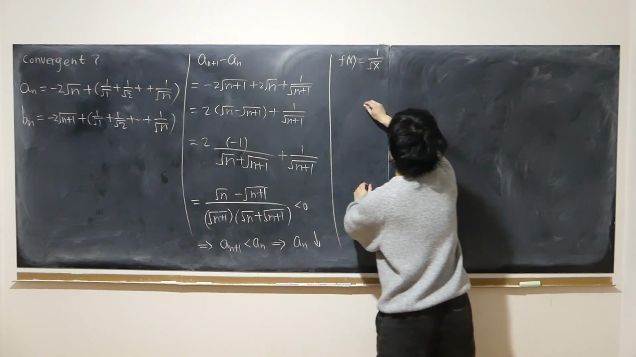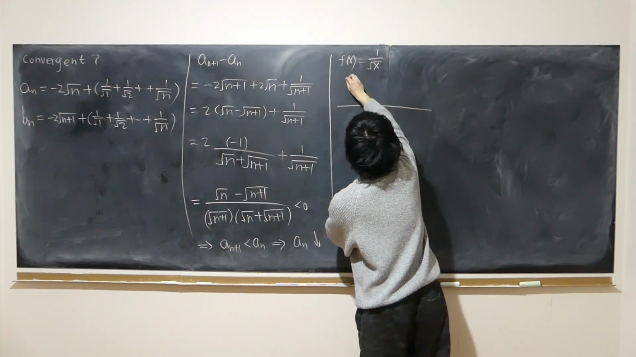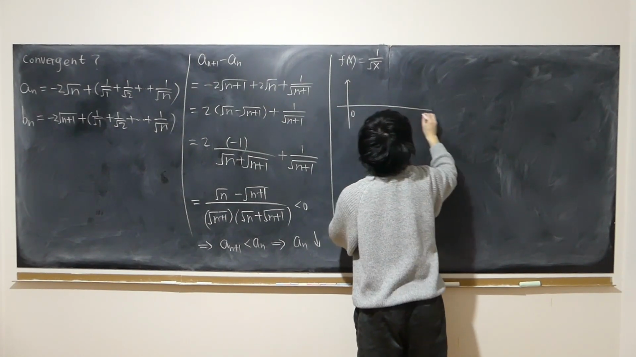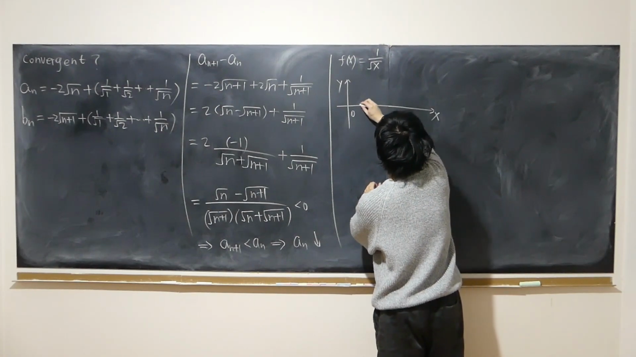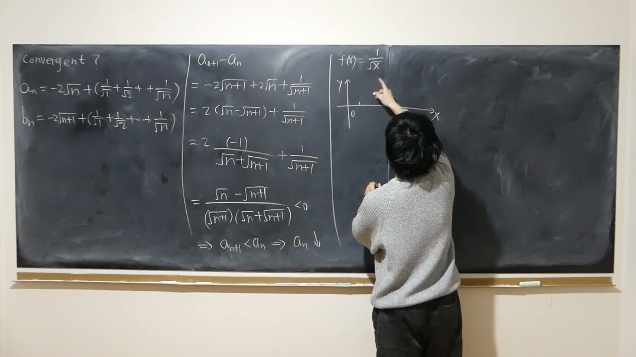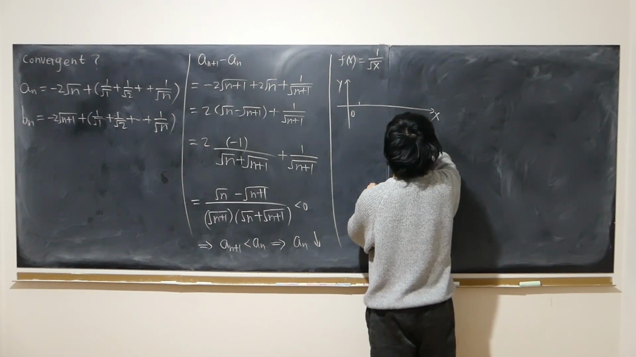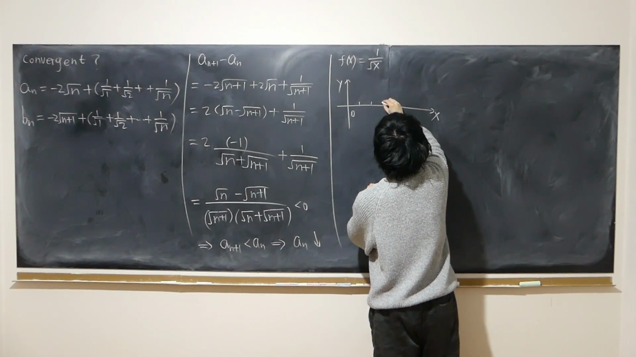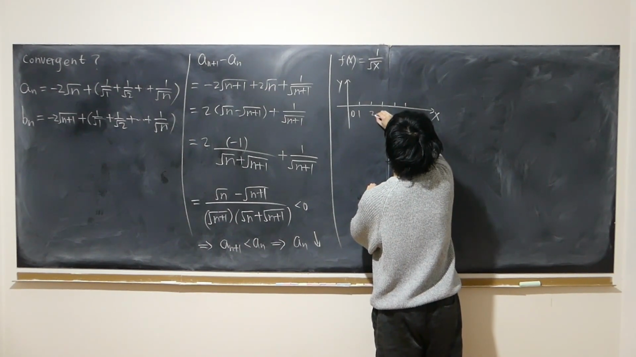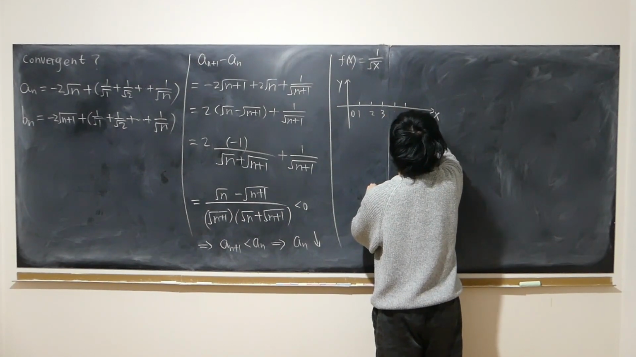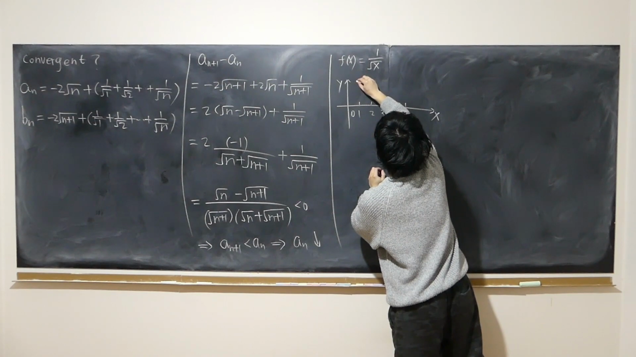So I'm going to just draw a graph. X, y. So generally speaking, first of all, the function is obviously monotonically decreasing from 0 all the way up to positive infinity. Then I'm going to divide the axis into 1, 2, 3, 4. So here's the graph.